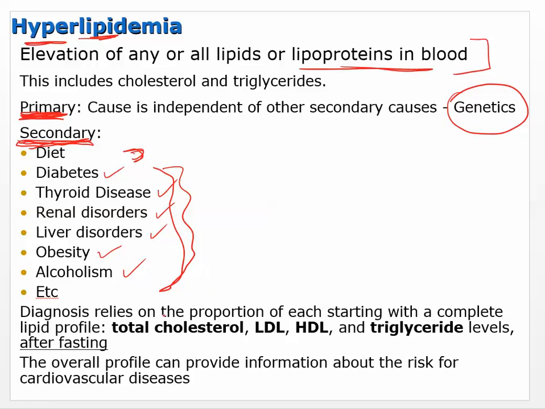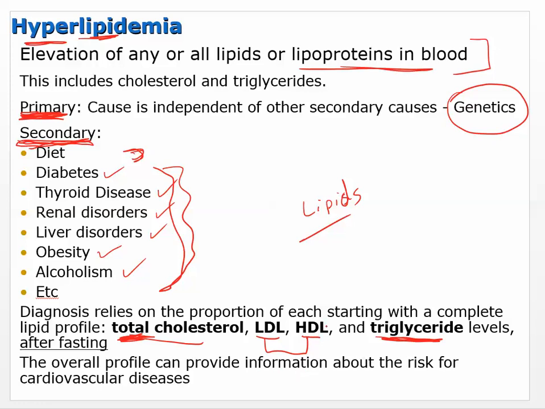Diagnosis relies on looking at all lipids and the proportion of each, starting with a complete lipid profile. So we look at total cholesterol, then the cholesterol associated with LDLs and HDLs, and then we look at triglycerides. Those are all the lipids that we're going to be looking at. The overall profile can provide information about the risk for cardiovascular disease.